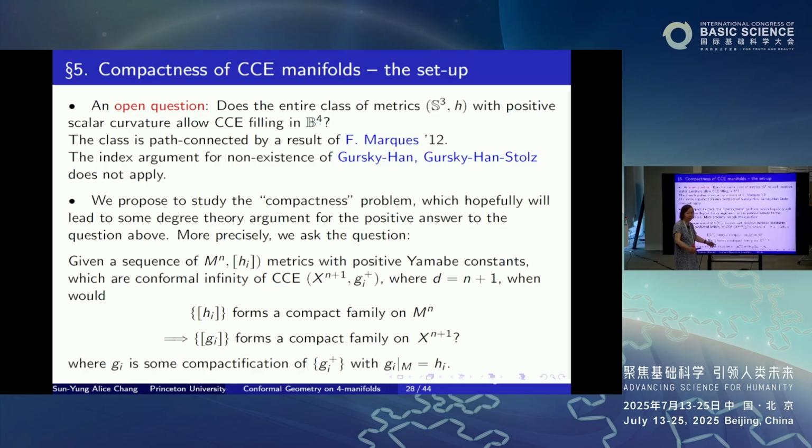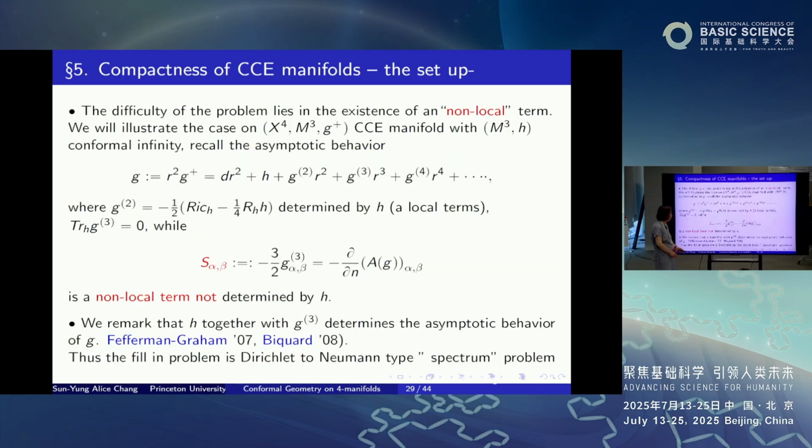So we approach it by the Dirichlet problem. Suppose we have a boundary and we know there is an extension inside. Do we have compactness? That's the problem I'm addressing. Okay, so what's the difficulty of this problem?